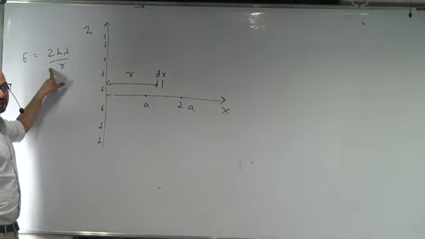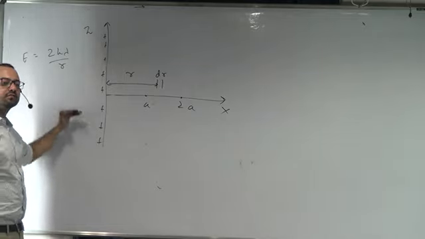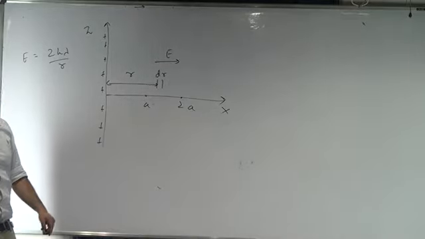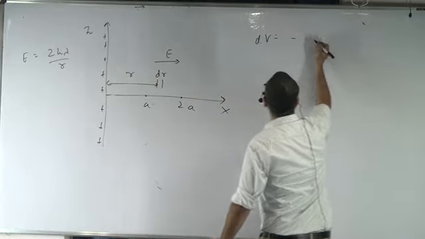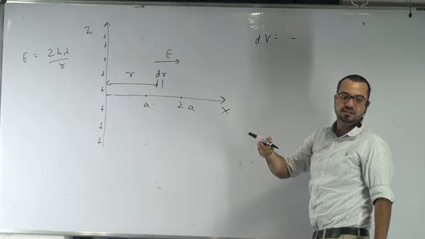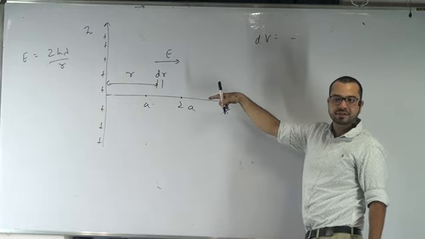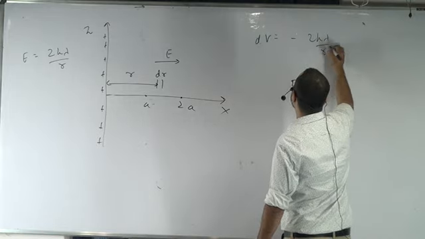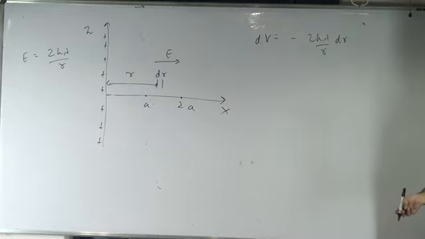What is the direction of the field? This is positive charge, तो field किधर होगा? This will be the direction of the field. And what is the direction of the displacement? Same direction. So what is dV? dV is equal to minus of E dot dr. E dot dr मतलब E dr, because the angle between them is 0 degrees. E dr मतलब 2k lambda by r multiplied by dr. That is the change in potential.